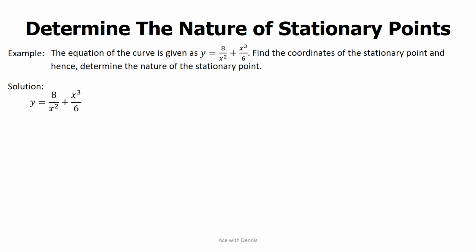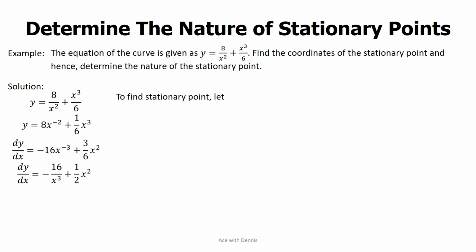We want to find dy over dx. But before that, we will have to change this equation into indices form, which is y equals 8x to the power of negative 2 plus 1 over 6 x cubed. And now we can find dy over dx, which equals negative 16x to the power of negative 3 plus 3 over 6 x squared. And hence, we simplify this equation: dy over dx equals negative 16 over x cubed plus half x squared.